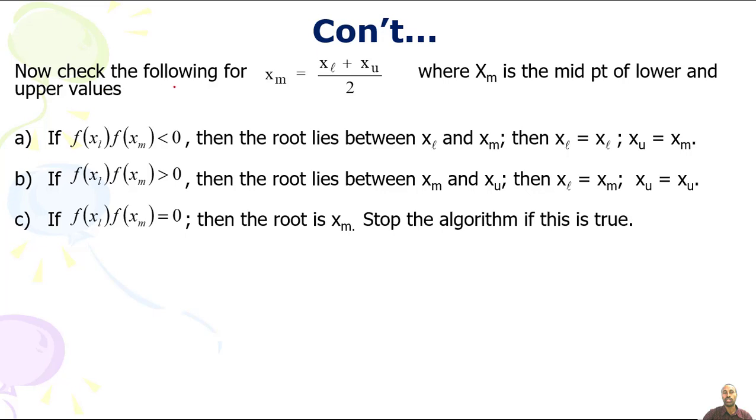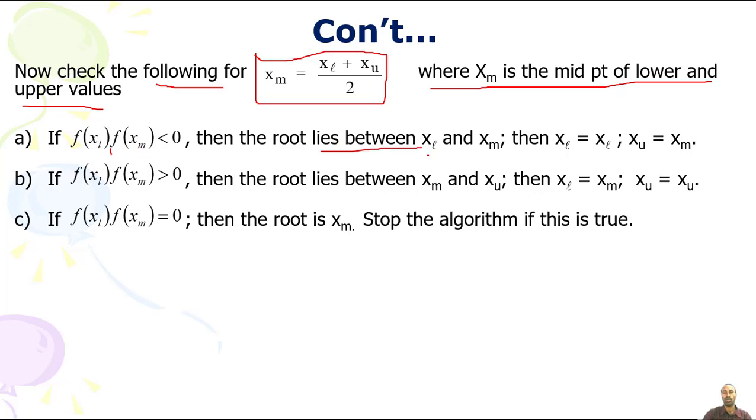Okay, so now you can check the following: x midpoint, xm, is the lower coordinate x0 plus the upper x1, divided by 2, where xm is the midpoint of the lower and upper values. Then if x lower multiplied by f of xm is less than 0, then the root lies between lower and the mid. Then x lower stays and x upper will be x mid. Then we continue like that.